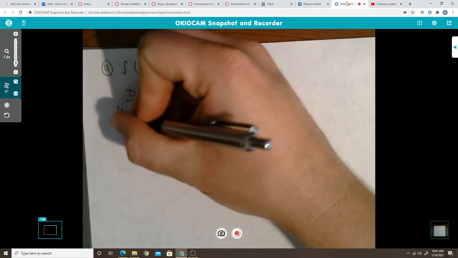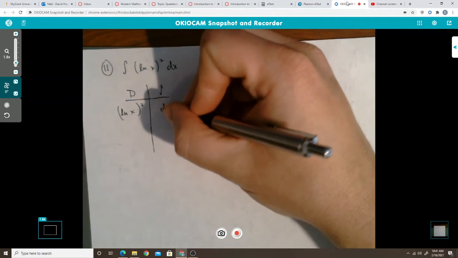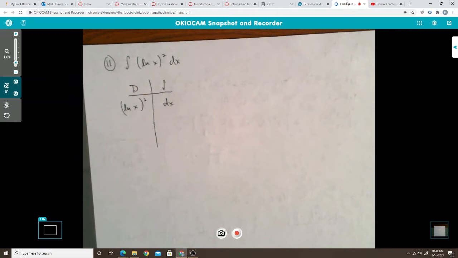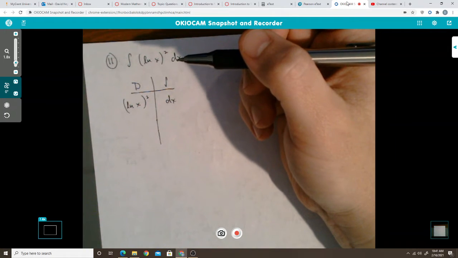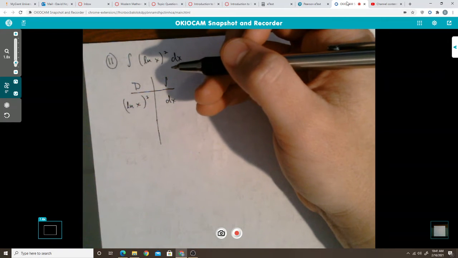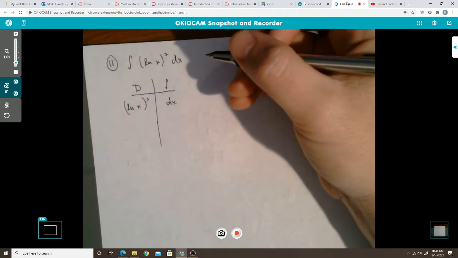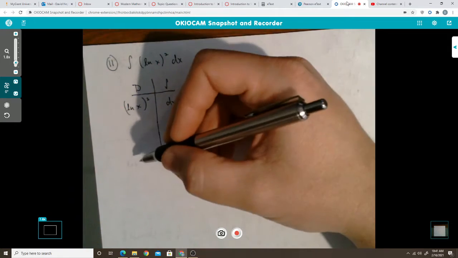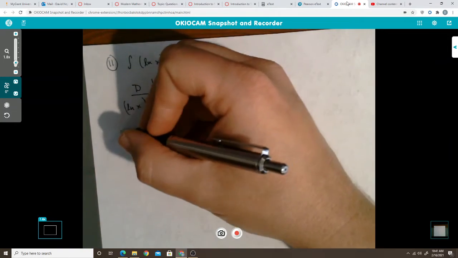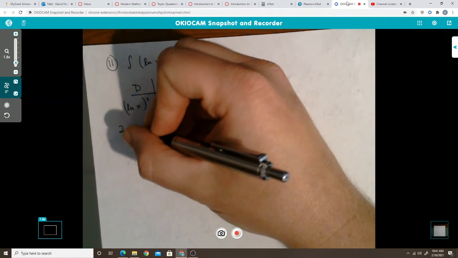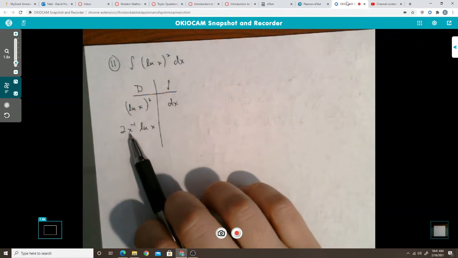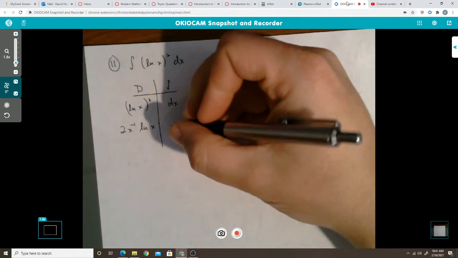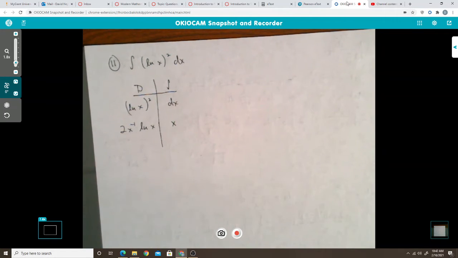So I'm going to put the whole thing over here, ln x squared, and then this is just going to be dx. So if I differentiate this, I'm going to have to use chain rule, so I'm going to get 2 ln x to the first power times 1 over x. So maybe I'll write it this way. For the purposes of differentiating again, it would be helpful to write this as maybe 2x to the negative 1 ln x, right? So this would be 2 ln x times 1 over x, okay? And then for the integral, I'll call this thing x, okay?